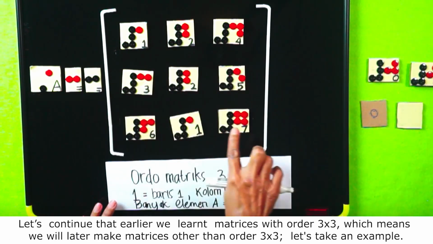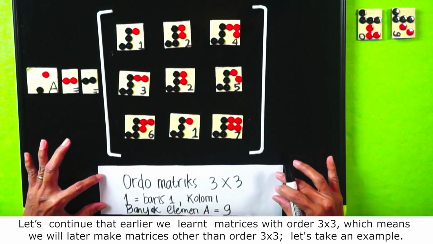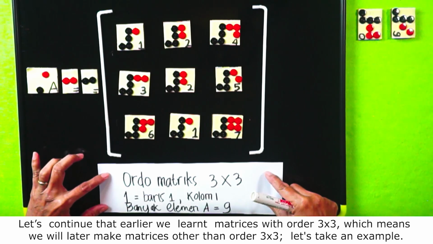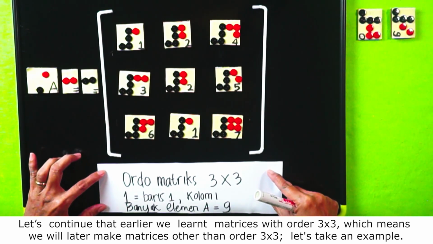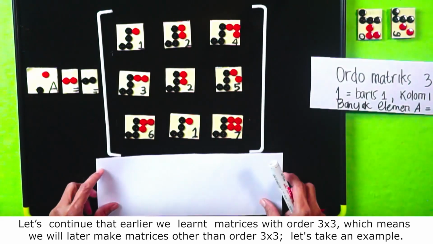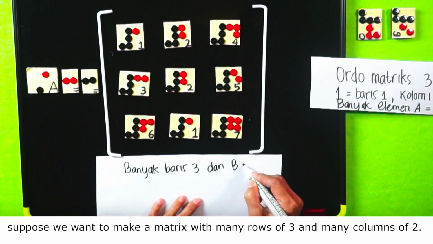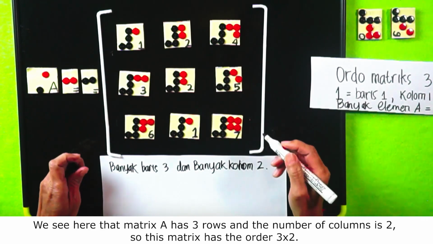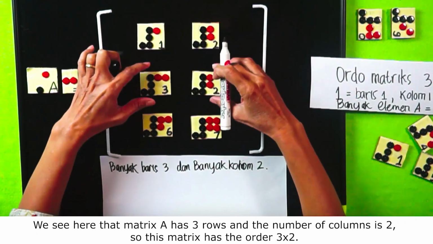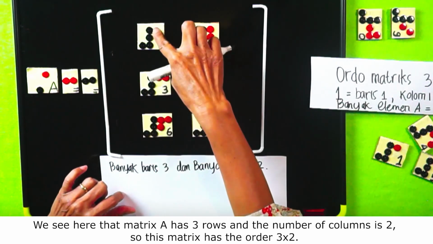Let's continue. Earlier we learned matrices with order 3 times 3, which means we will later make matrices other than order 3 times 3. Berarti kita nanti akan membuat matriks selain ordo 3 kali 3. Kita ambil contoh, misalkan kita mau membuat matriks. Suppose we want to make a matrix with 3 rows and 2 columns. We see here that matrix A has 3 rows and the number of columns is 2. So this matrix has the order 3 times 2.